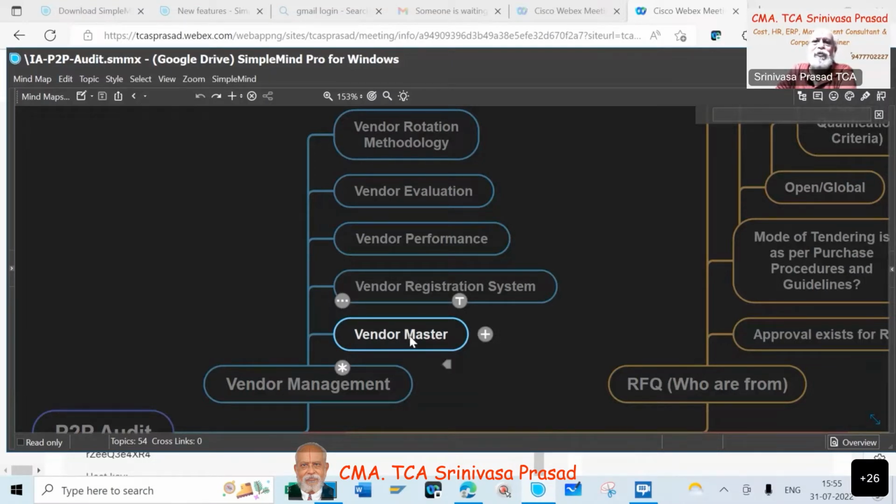What are your viewpoints, all of you? Should we allow the vendor to go on changing his bank account number in the vendor master every time? Is it a correct way of doing it? My job is also increasing, isn't it? So what should we do as an auditor? What kind of system should we suggest, or look at? That is my question. Yeah, please.